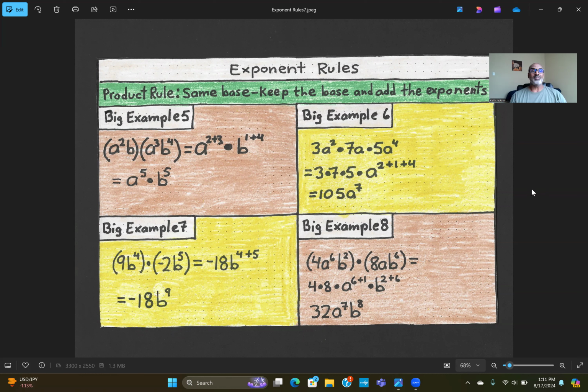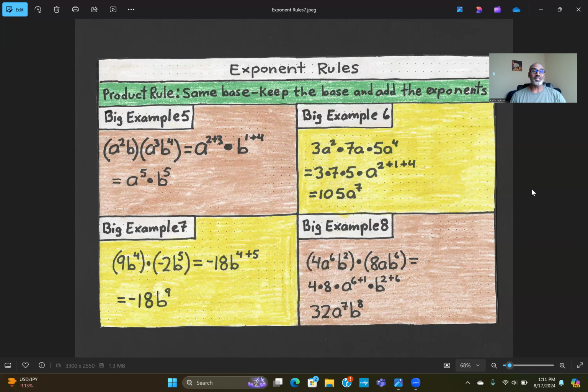And so with that in mind, let's look at big example 5, big example 6, big example 7, and big example 8, keeping in mind that we keep the same base and add the exponents. But also we're going to combine like terms as well, just in case we see numbers. And so let's take a look at big example 5 to give us a good idea of how this rule is applied.